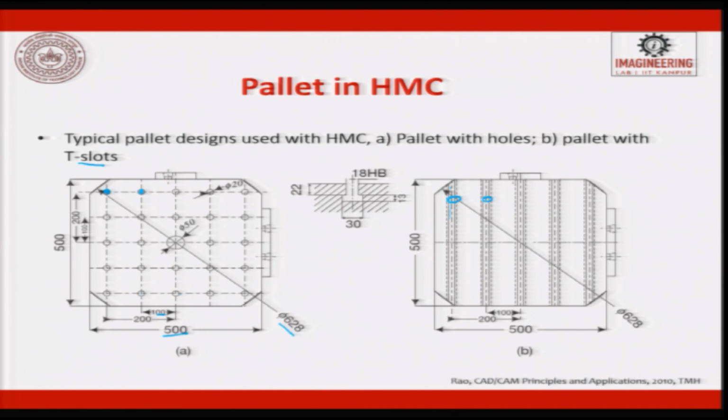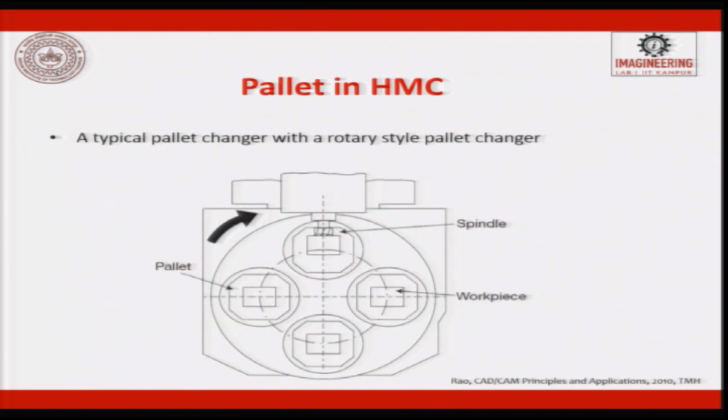You will not have a machine where they have both. Either you will have an automatic pallet changer with this, or with that. The normal conventional milling machines will have a T slot based table. So, that is what it is.